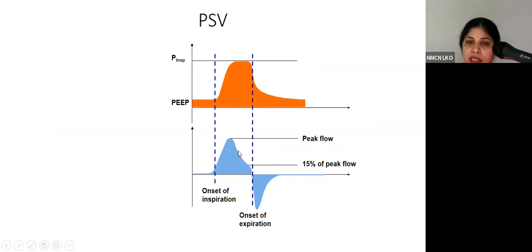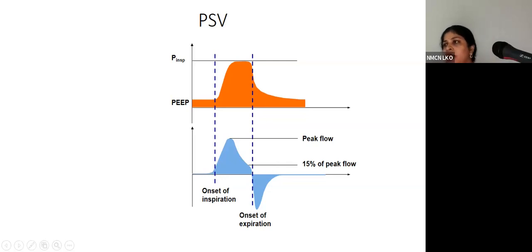So here we can see the pressure support ventilation breath. What is happening here? This is the pressure time scalar or graph, and this is the flow time graph. This is the limit we are setting. This is the inspiratory time and this is exhalation. Here is the onset of respiration. This is the flow rate. We have to really understand the flow graph to understand PSV. This is the inspiratory portion, this is the expiratory portion, this is the peak inspiratory flow rate. And if you see it as 100%, this is around 15% of the peak flow rate.